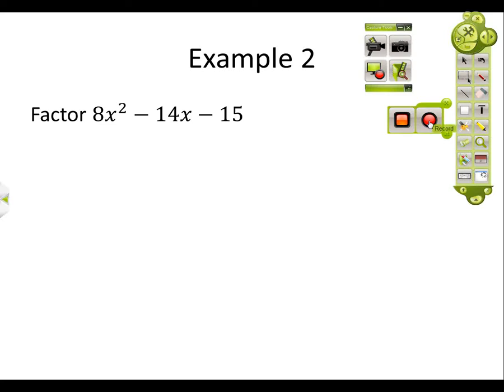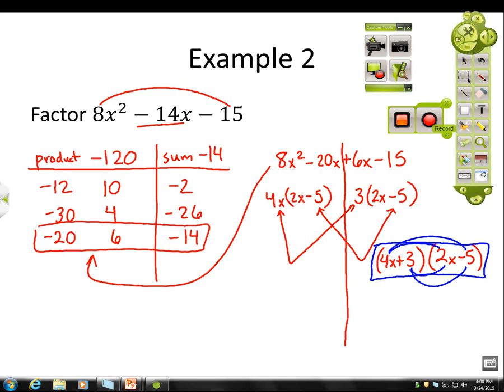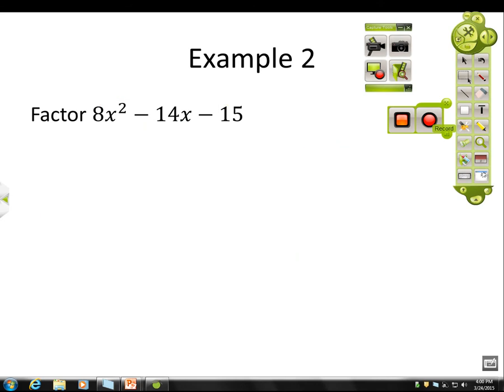Okay, so we are factoring polynomials. Oops, there's the whole problem. Okay, so when you factor a polynomial, when there's a leading coefficient other than 1, you need to take the leading coefficient and multiply it by your c. So we've got 8 times negative 15, which gives you negative 120.